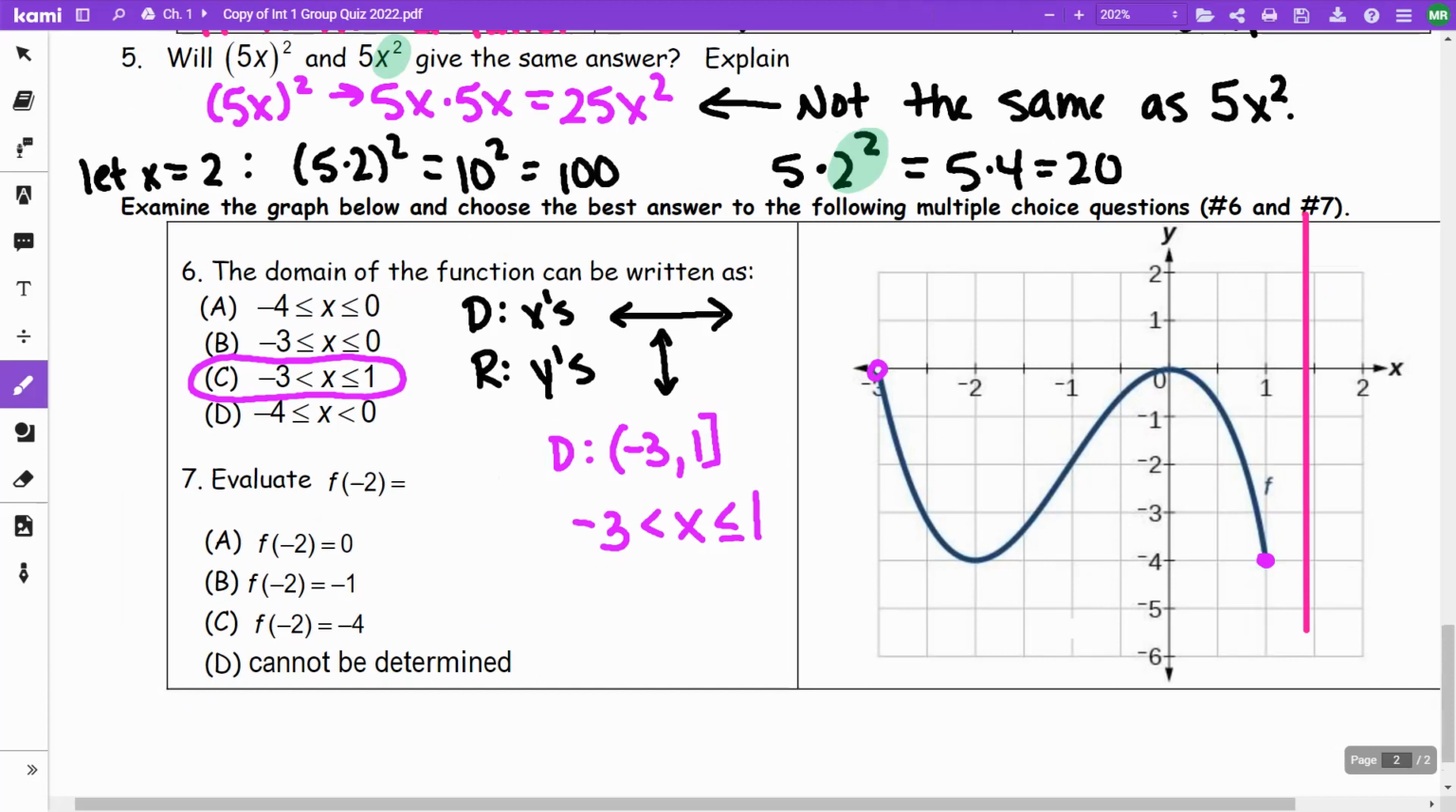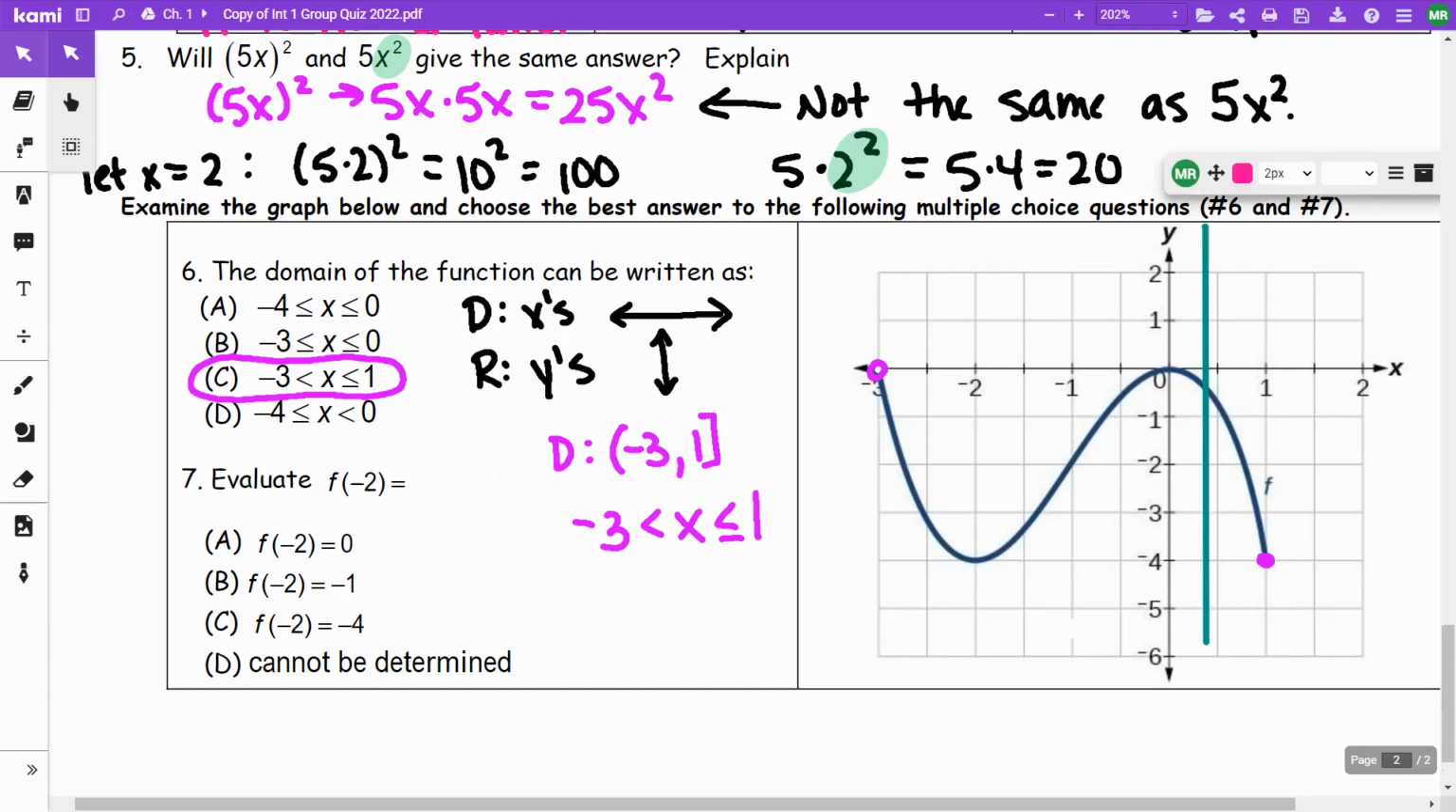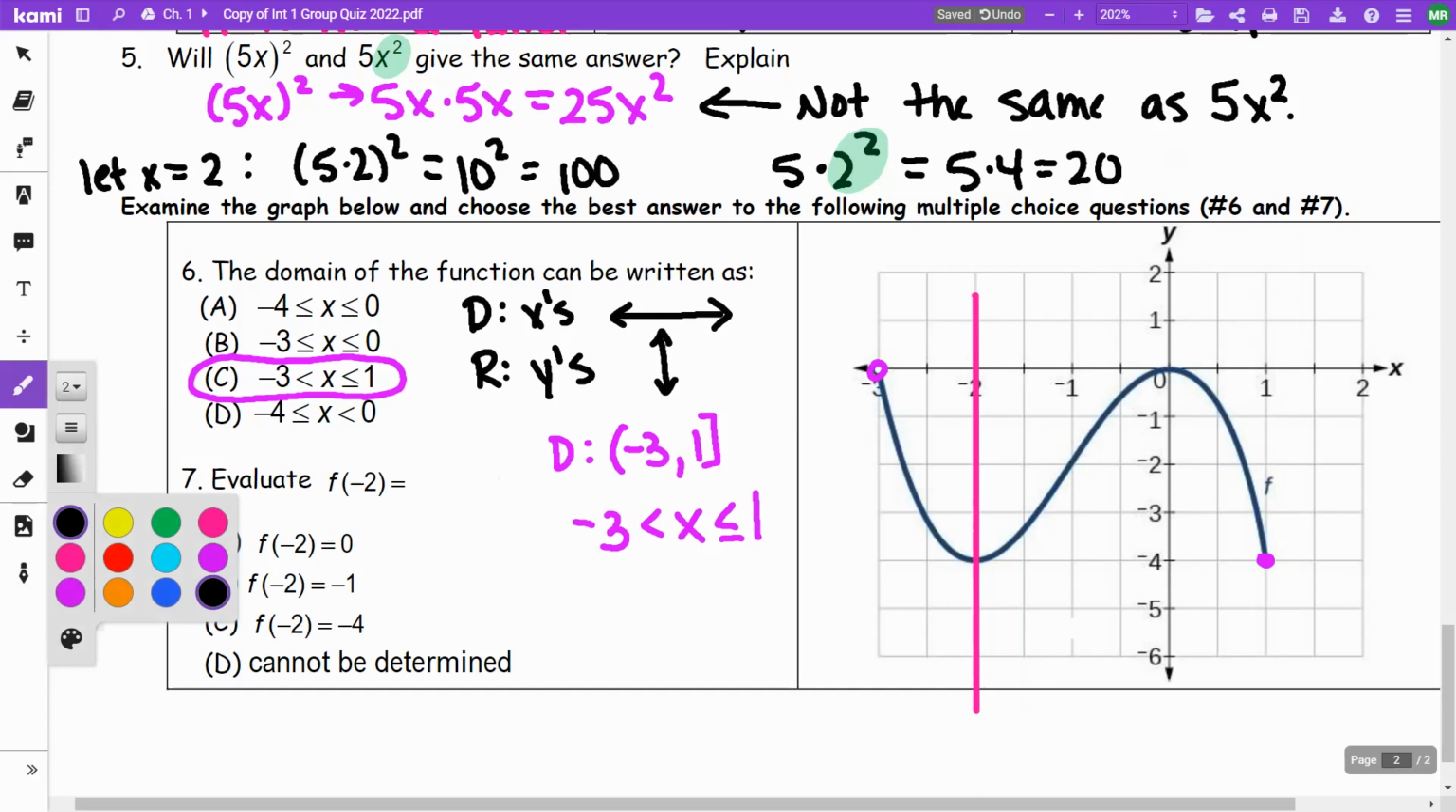Okay, on 7, we want f of -2, which means if I was to take this where x is -2, this is where x is -2, right where I move that to. And where does it touch the graph? It touches right here at -4. So f of -2 is -4. So that is going to be C.